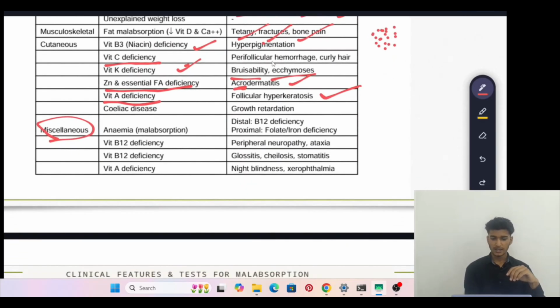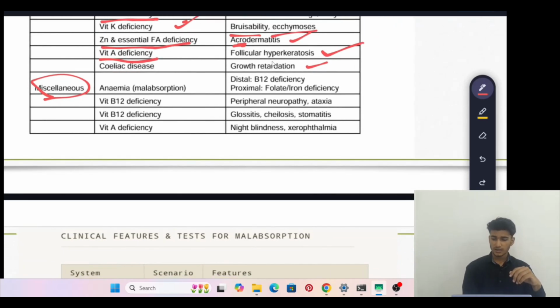And there is celiac disease. In celiac disease, growth will be retarded. There is nothing to explain here. Then miscellaneous concepts.